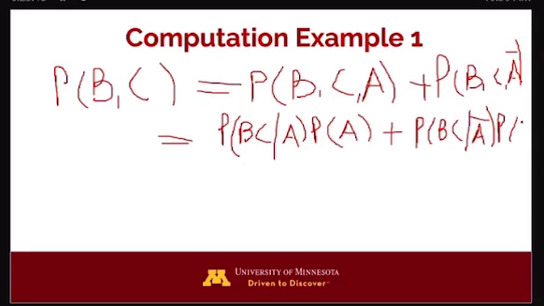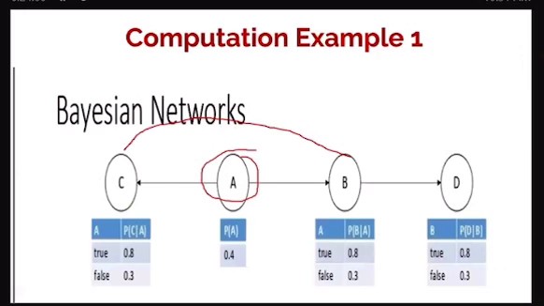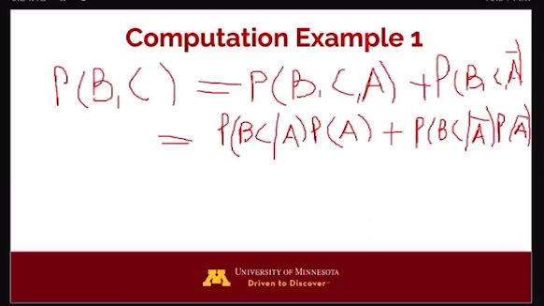Look at that. If you don't understand the way I'm interpreting this, I need you to ask me questions. We want to find B and C. B depends on A, look at the arrow. C also depends on A. Both B and C depend on A, and that was the reason why we write the probability of BC given A, multiplied by the prior probability of A, plus BC given A complement, multiplied by the prior probability of A complement.